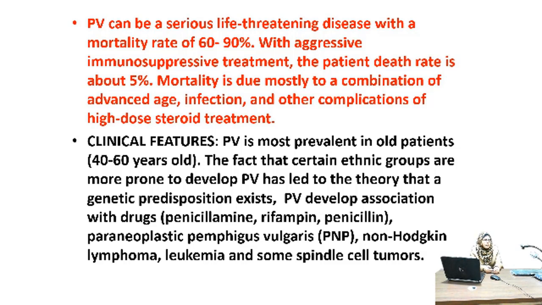As a clinical feature, pemphigus vulgaris is mostly prevalent in patients over 40 years old. The fact that certain ethnic groups are more prone to development of pemphigus vulgaris suggests a theory of genetic predisposition. Pemphigus vulgaris can develop in association with drugs such as penicillin, rifampin, and penicillamine, and there is a paraneoplastic pemphigus vulgaris with non-Hodgkin lymphoma, leukemia, and some other spindle cell tumors. These have a predisposition for formation of pemphigus vulgaris.